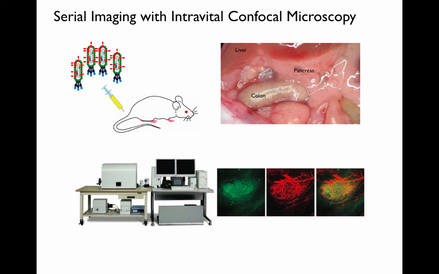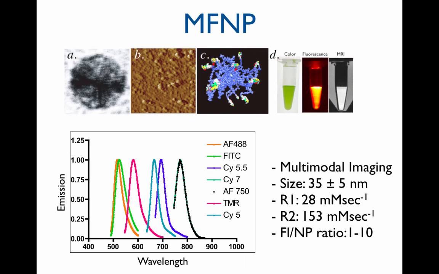We can label the phage, or I'll show you later where we can label the nanoparticles, and then look and see the distribution of this inside the tumor with a living mouse using confocal microscopy. But first we took those peptides, we conjugated the specific ones onto the magnetic nanoparticles. They're both MR visible and fluorescent.